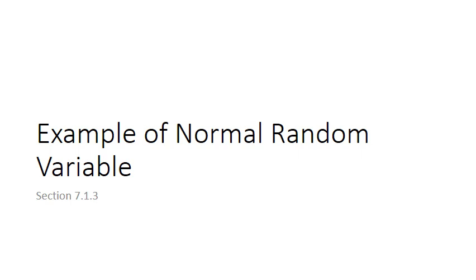Therefore, a normal random variable is a variable that is continuous and whose relative frequency histogram is symmetrically bell-shaped.